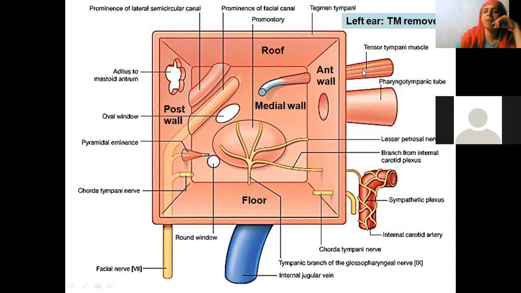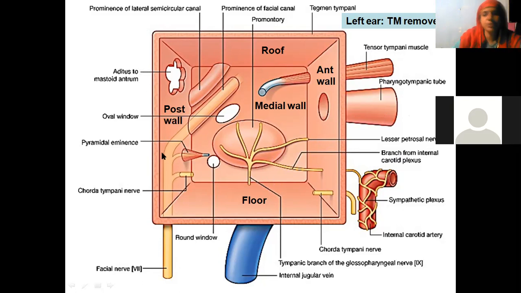Close to this you have a muscle called the tensor tympani muscle. In the anterior wall you have to list out all the structures: tensor tympani, eustachian tube. You also have a branch from the internal carotid plexus. Then we have the chorda tympani nerve. It is better you practice this diagram and write the contents in your own words. Anterior wall has all these structures.